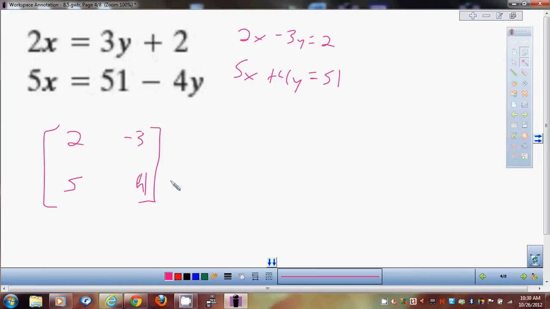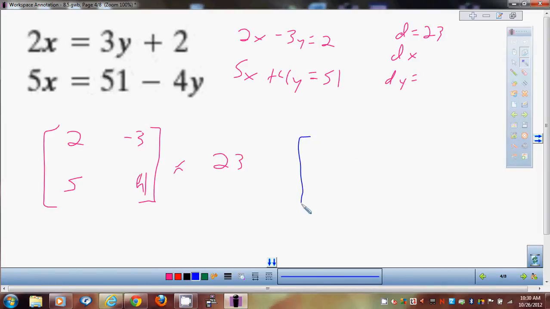So, first thing we need is our determinant. So would that be 8 minus negative 15? So 8 plus 15, was that 23? Alright. Now we need dx. Okay, so 23 equals d. These are the 3 things we're going to need. d, dx, and dy. We found d.